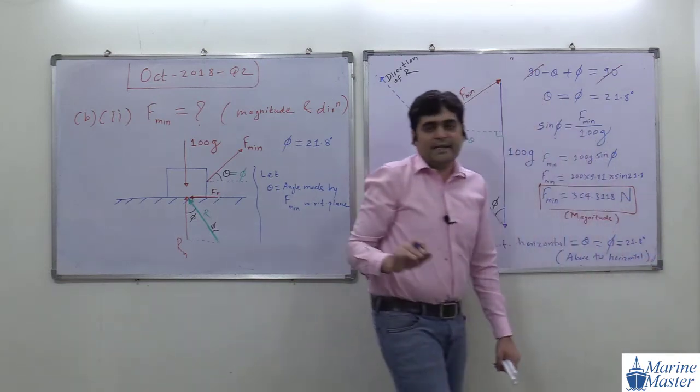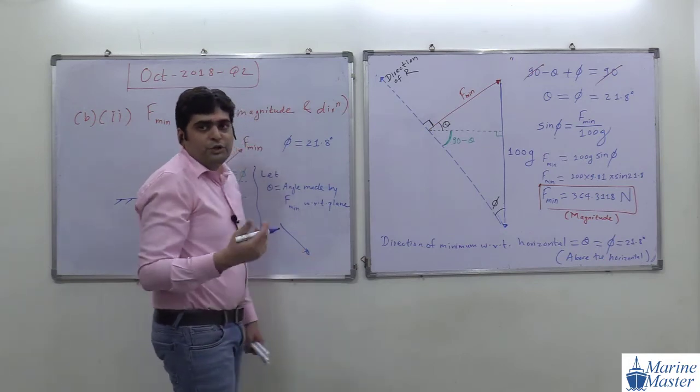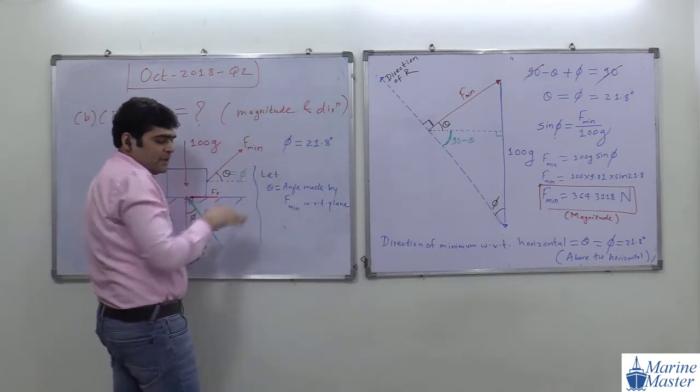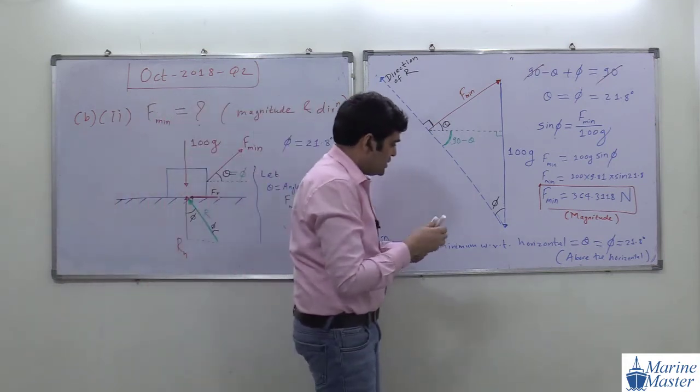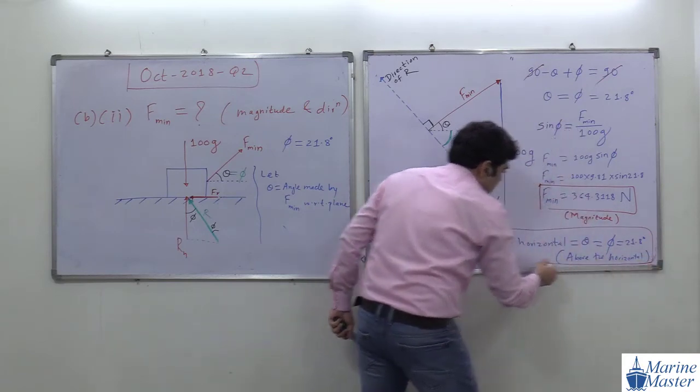Why am I writing above? Sometimes it may be down also. So we should be clear with our words. That's why I am saying above the plane. Are you getting my point? So this is our part B's second part answer: how to get the minimum force.